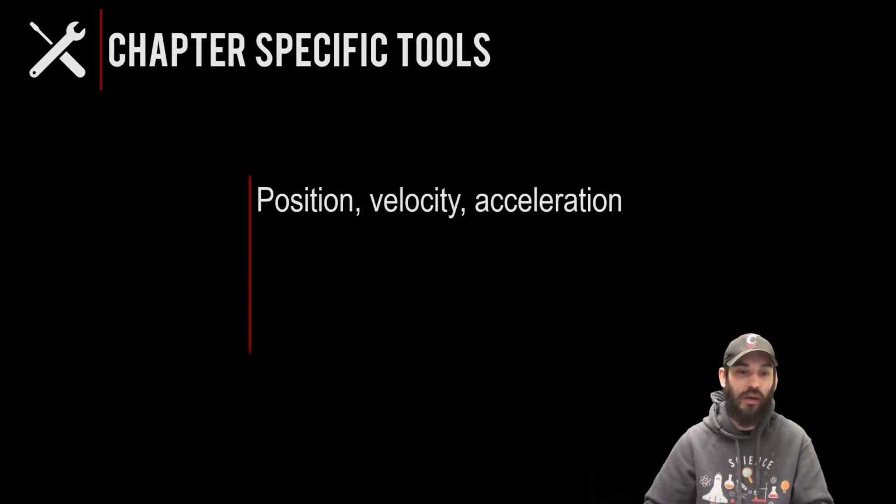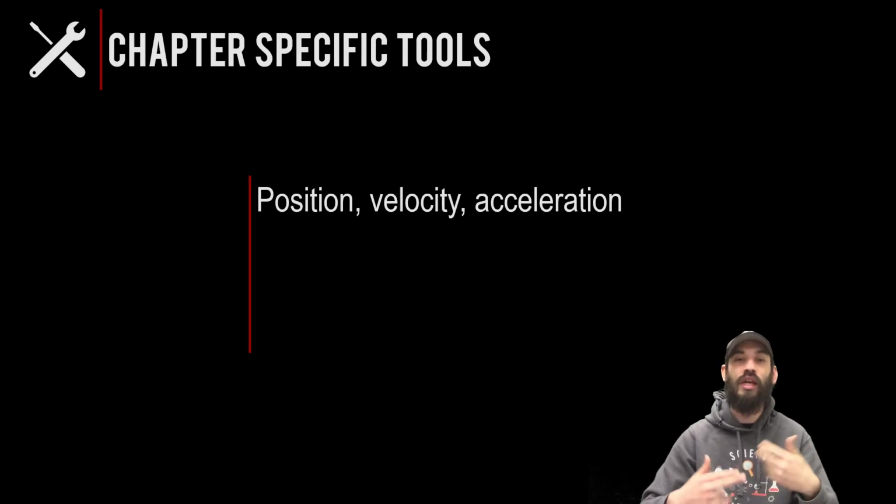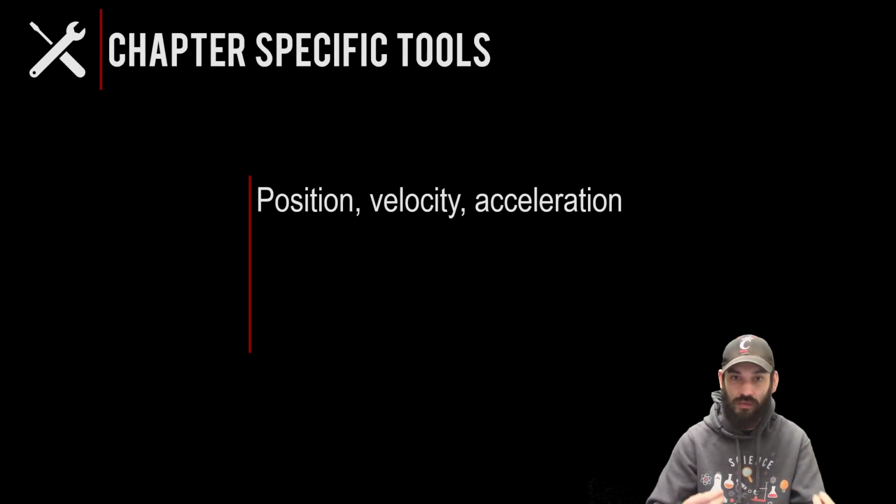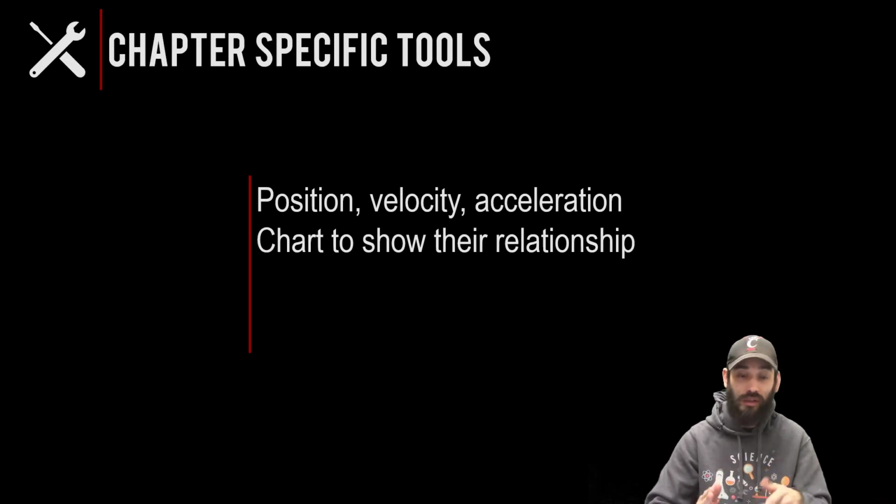Okay, so there are some chapter-specific tools I'd like to talk about, and this is, like I said, what we're really going to be getting into more as we move on. So the first tool is understanding the definitions of position, velocity, and acceleration, and their relationship when it comes to the calculus. And so you'll note that I've been drawing this chart over and over again when I'm doing my work to show their relationship in a visual way.